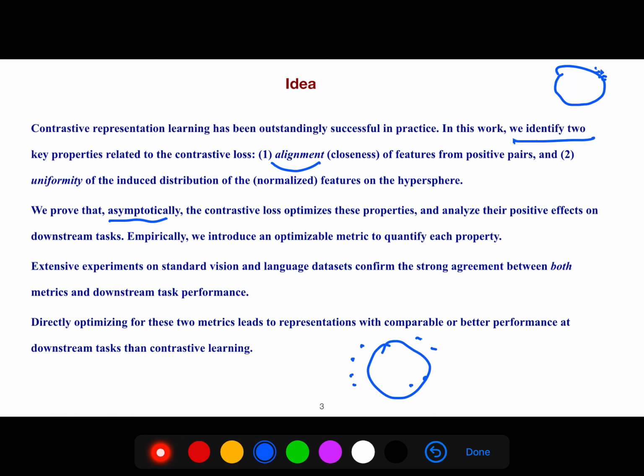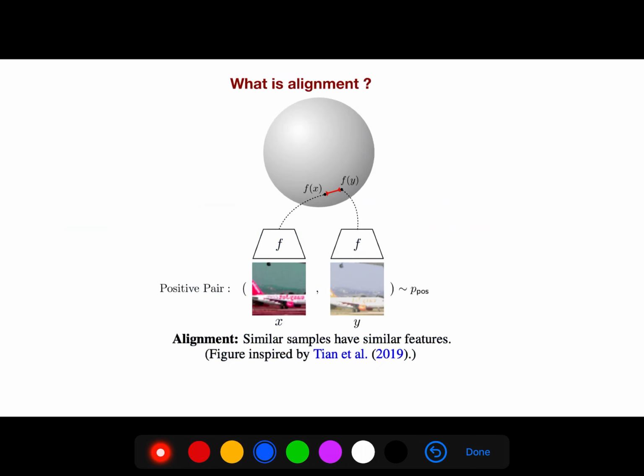Especially, we introduce an optimizable metric to quantify each property. Extensive experiments on standard vision and language tasks confirm a strong agreement between both metrics and downstream task performance. Directly optimizing for these two metrics leads to representations with comparable or better performance at downstream tasks than contrastive learning.